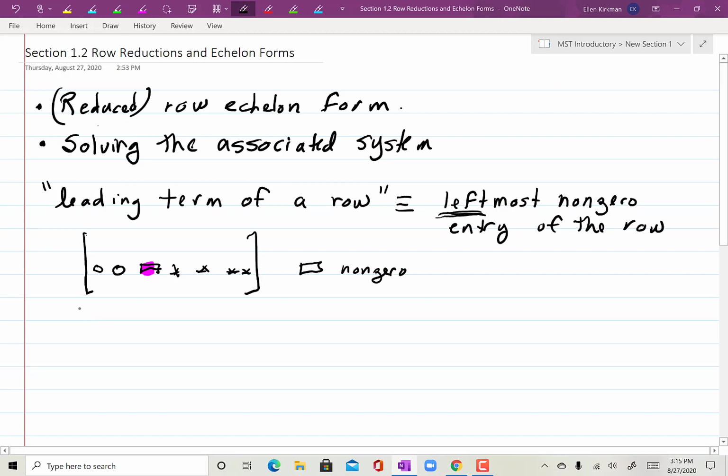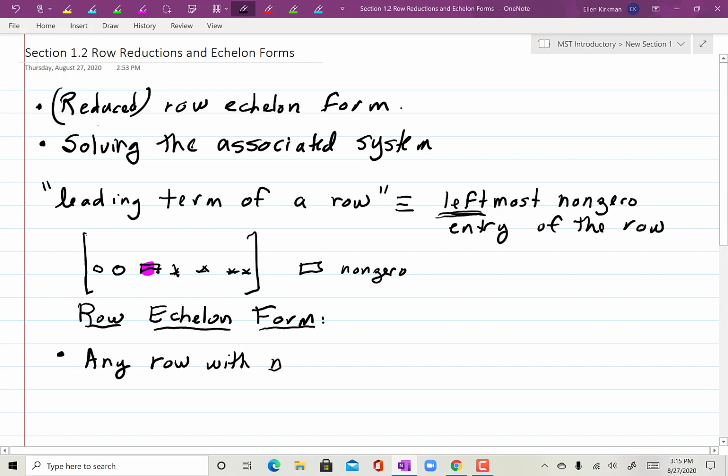So this definition, this is row echelon form. The first condition is that any row that has some non-zero entry is above rows that are all zero. Another way of saying this is we want rows that are all zero at the bottom.